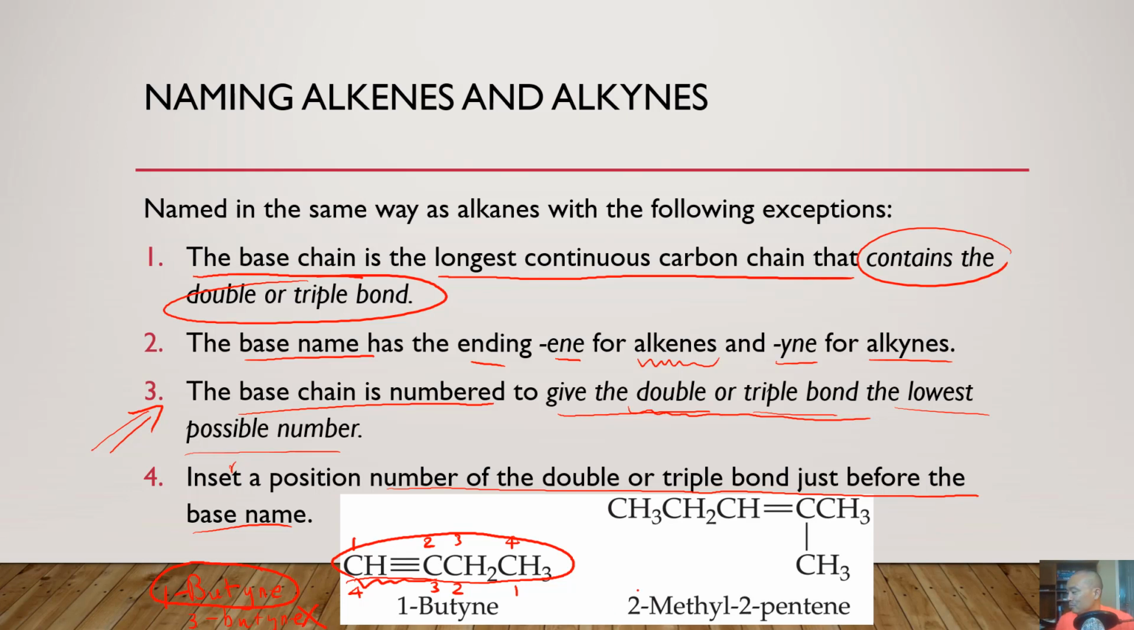In the next example, first, you pick the longest chain that contains the triple bond or double bond. This has 5 carbons. That's why you have pent over here. But you have a double bond. That's why you have an ENE ending. Now you are going to name the branches as well. This is a branch. This branch is on position 2. And that's why you have the name 2-methyl-2-pentene.